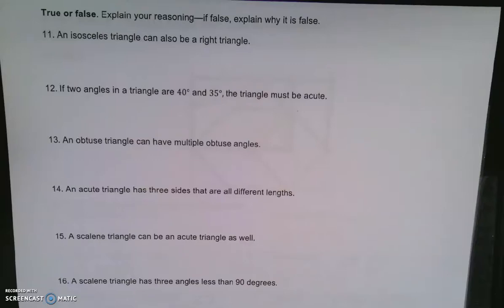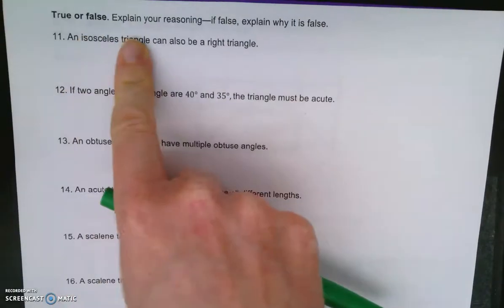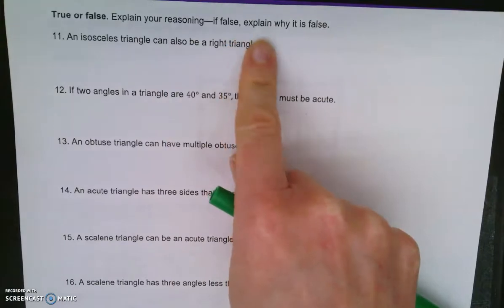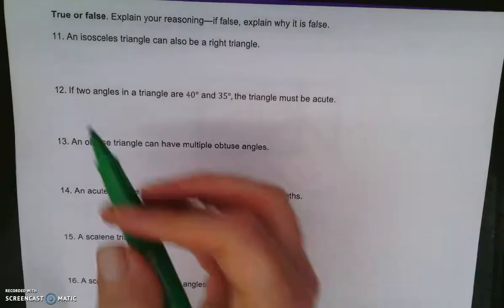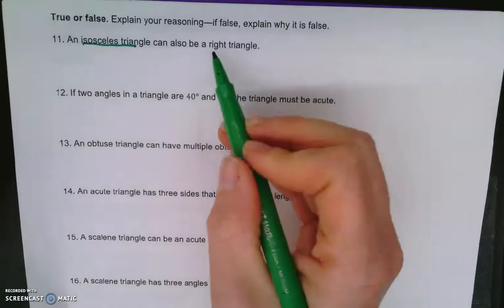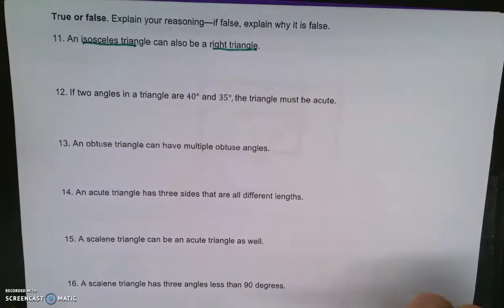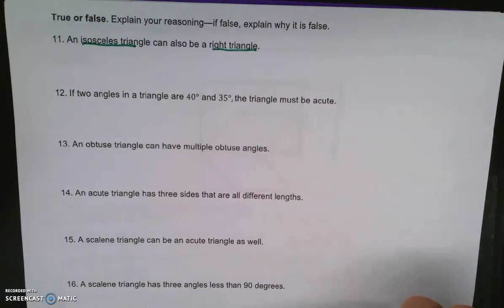Awesome. The next set of directions say true or false. Explain your reasoning. If false, explain why it is false. Number 11, it says an isosceles triangle can also be a right triangle. So I'll do 11 with you, and then you can talk about the rest of them with your group.